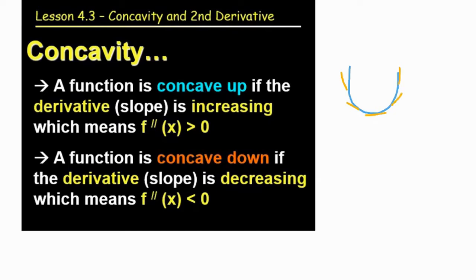Now, concave down means that the graph is opening down, which also means that the second derivative is negative. With the slope idea, we would say that the slope, or the derivative, is decreasing, which means that these tangent lines just keep getting more and more negative.